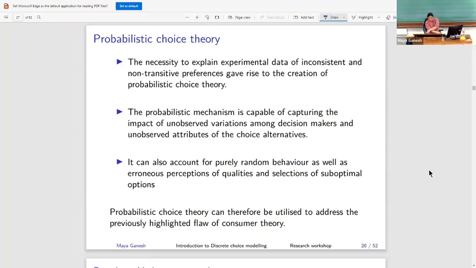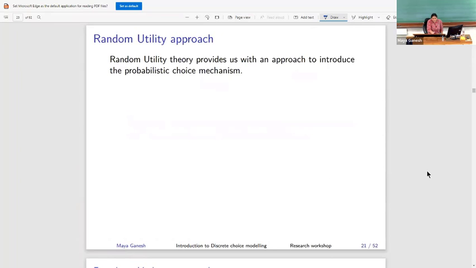Random utility theory is one such probabilistic mechanism which gives us an approach to introduce this probabilistic choice mechanism. So this was first developed or formalized by a researcher called Manski in the 1970s, right? So again, I want to reiterate that these observed inconsistencies in the choice behavior of a decision maker are because of the observational deficiencies on the part of the analyst.